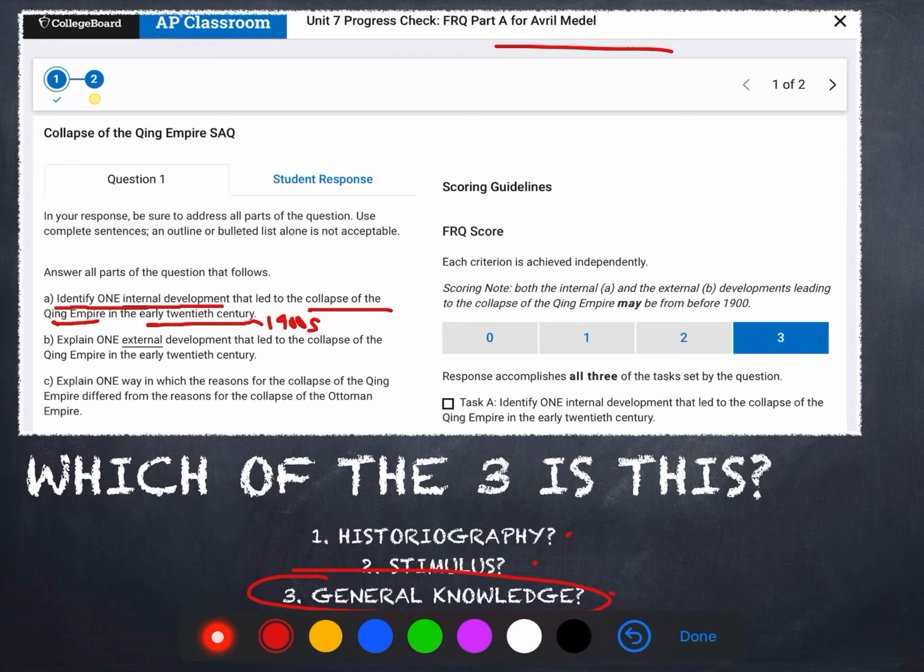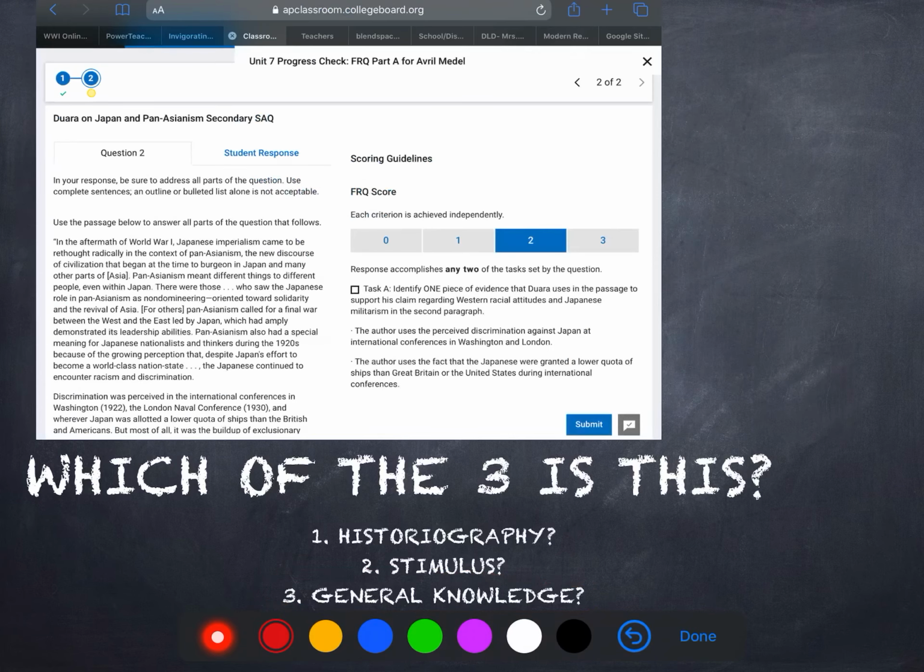Really great. This is not providing you a stimulus. You don't have to refute an argument. You just got to know it. And the great thing about this first question is that it is only asking you to identify. Whenever you're given a question that asks you just to identify, they only want you to write one sentence. More on that later. How about this question here?